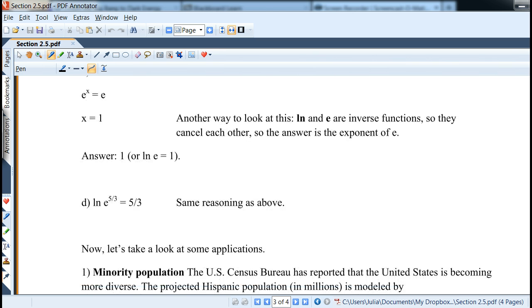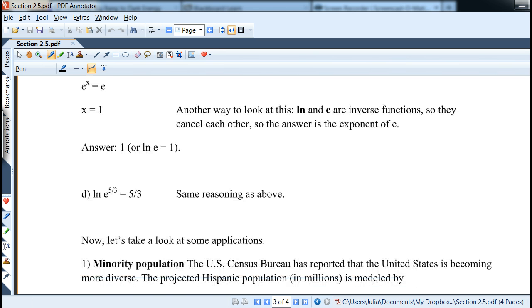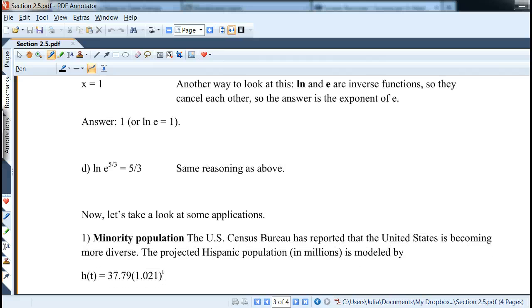Alright, now let's look at some applications using logarithms, or maybe some more involved applications using exponentials. So here's the population growth. That's one of the most common applications of exponentials or logarithms, actually. Here we have the situation from the US Census Bureau that has reported that the United States is becoming more diverse. Here is the projected Hispanic population, that's in millions, that is modeled by this equation right here.